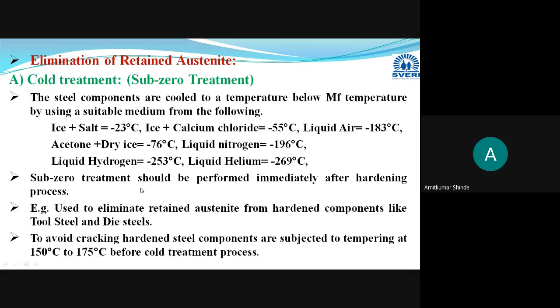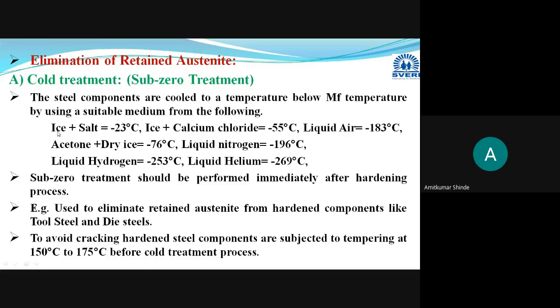Now, at the end of the hardening process, we are cooling the sample below the Mf temperature, and this Mf temperature is generally in the negative temperature zone or very low, below room temperature. And depending on the temperatures required, you can use different mixtures to obtain those low temperature values.